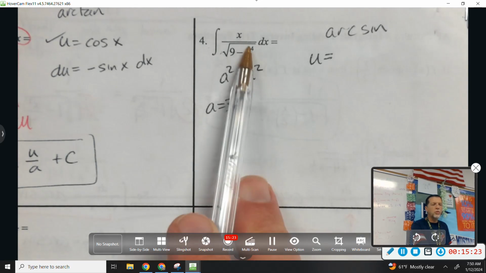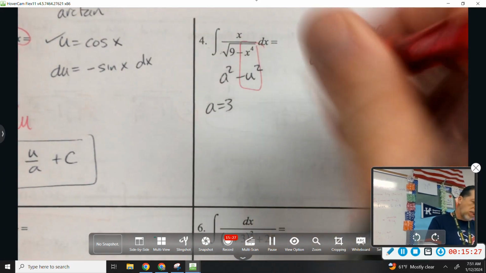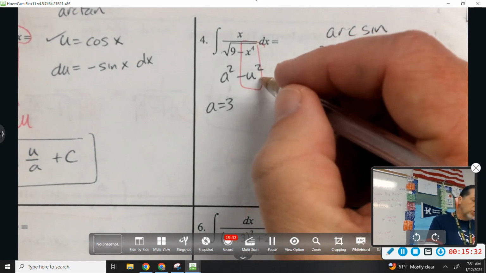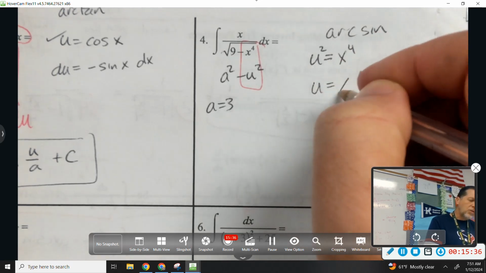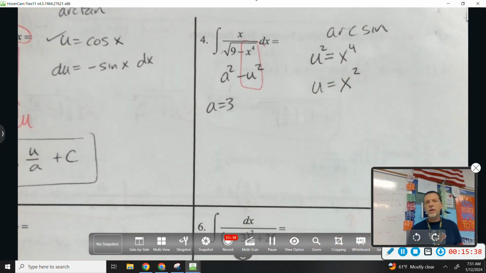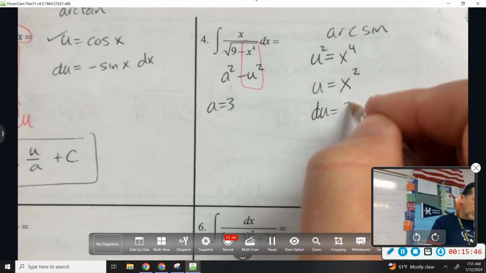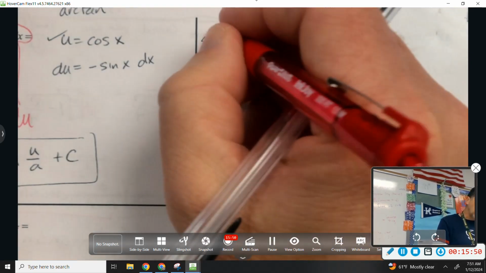I want u squared to be x squared. Well, I can actually just start there. I want u squared to be x to the 4th. So that means u is x squared, so that when I square the x squared, that's where the x to the 4th comes from. This also fits because that means du is 2x dx, which is almost what we have in the top.